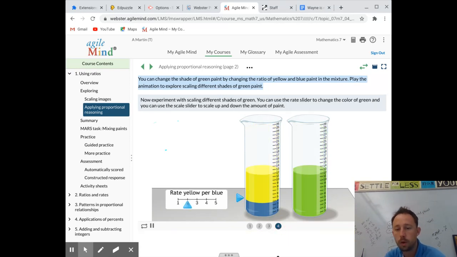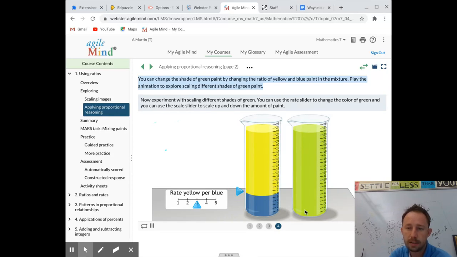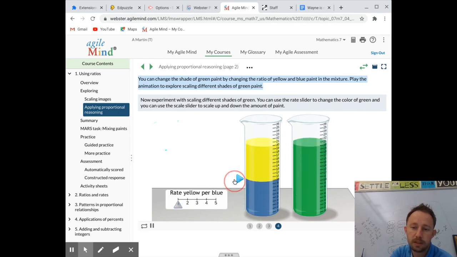So let's look at number 4. On number 4, you can experiment with scaling different shades of green, and you can use the rate slider to change the color as well. So if we take this and let's say we have 3 parts to 1 part, and I want to see what it looks like when we have more. All right. All we're doing is getting more of this same color, okay? So same way here. If I want that dark green and I want a bunch of it, I just keep putting the same amount of parts of blue as I do yellow, and I get that same color.